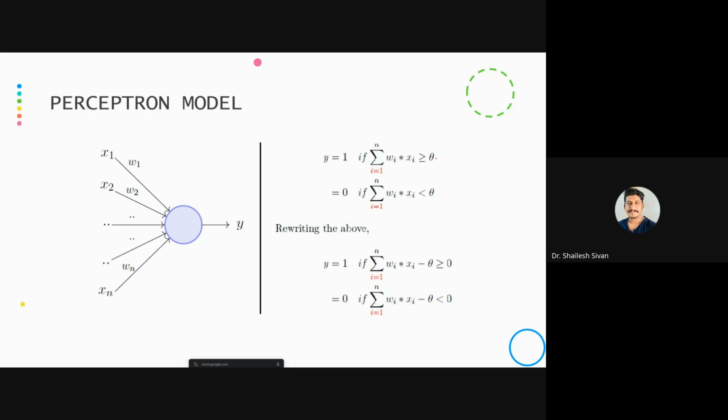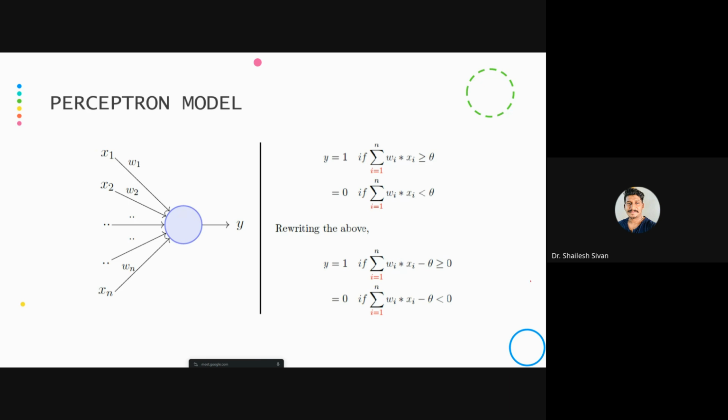We are putting a small modification on this equation, that is, we are taking this theta to the left. And finally, what is the decision rule for this perceptron? If the inputs received by the perceptron, x1, x2, up to xn, multiplied with the corresponding weights, minus theta is greater than 0, then the class will be 1, otherwise the class will be 0, right?